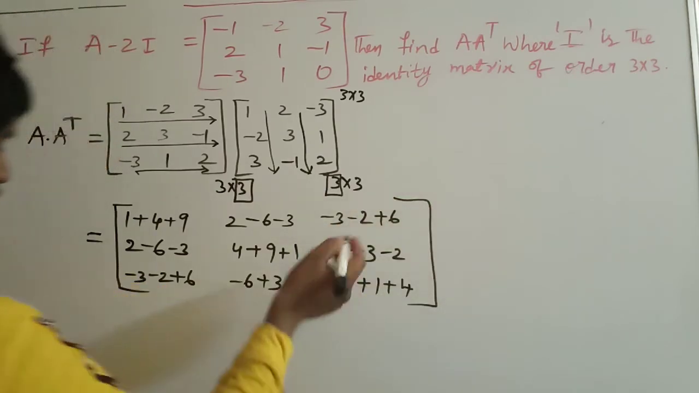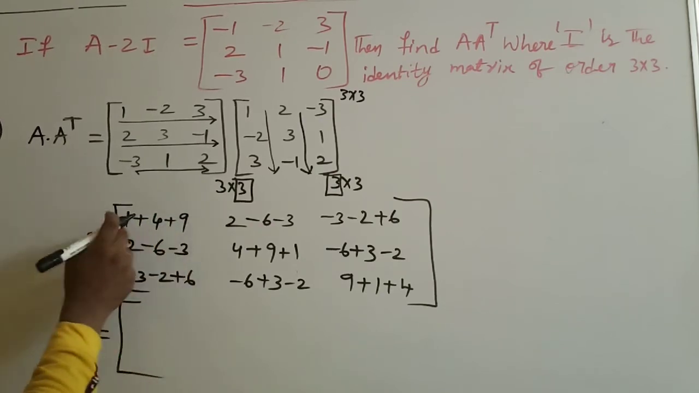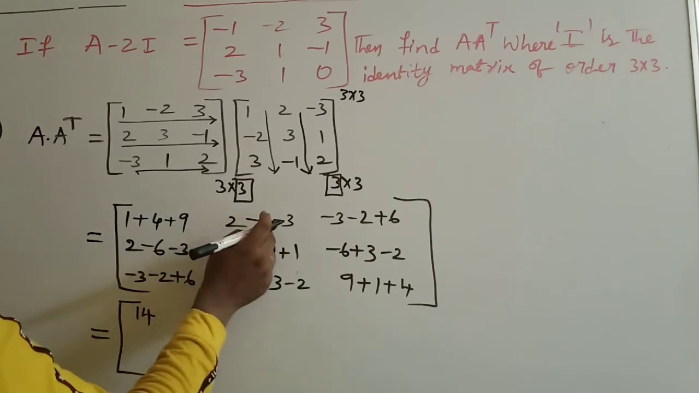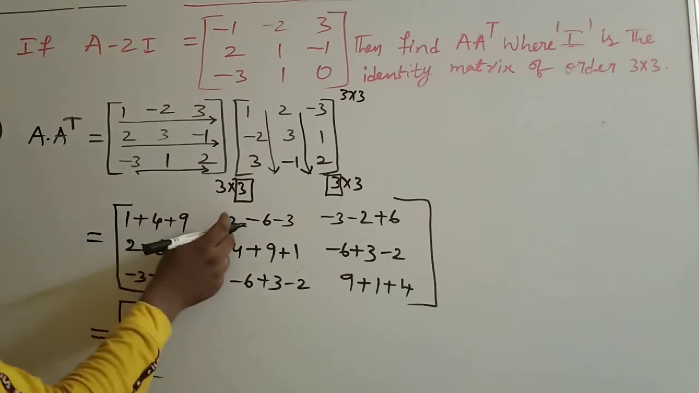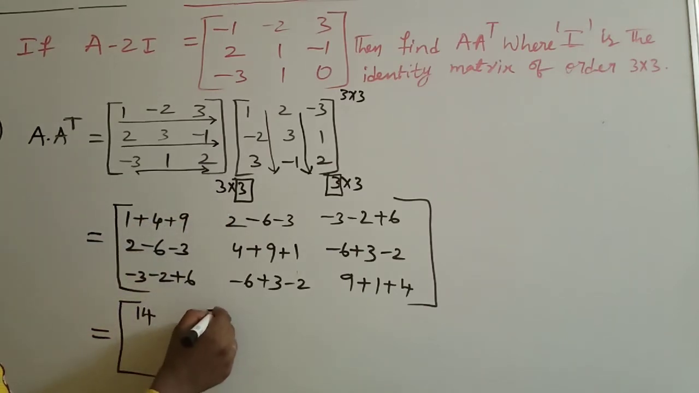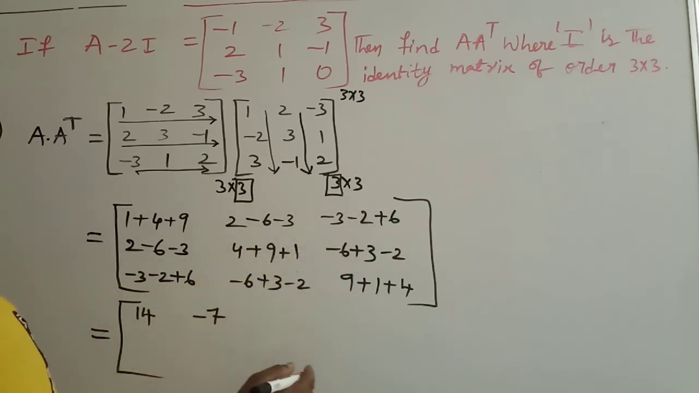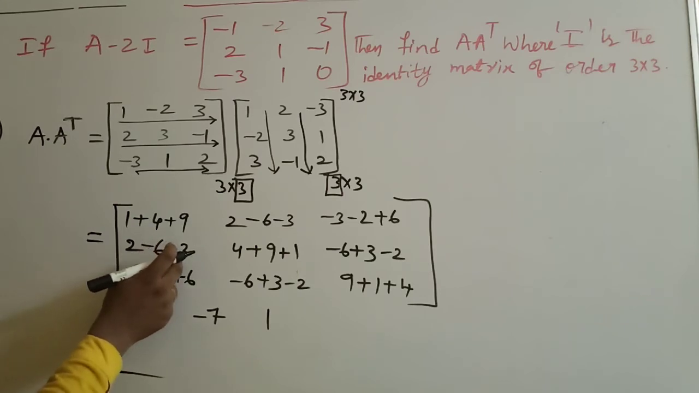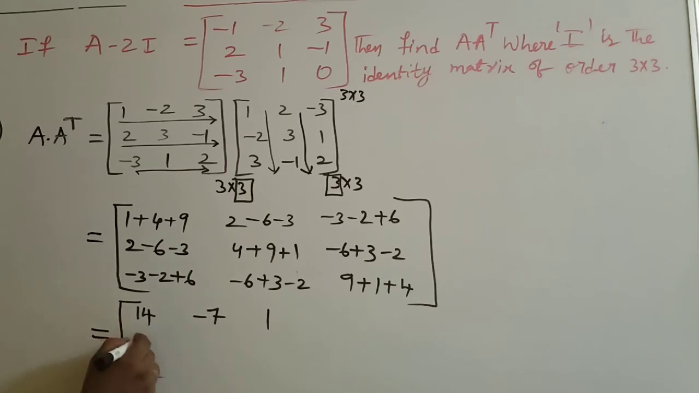So you got all of them, just simplify and get your answer here itself. So what are you going to get? 9 plus 1, 10, 10 plus 4, 14. Now minus 3, minus 6, minus 3 is nothing but minus 9. Minus 9 plus 2 is nothing but minus 7. Now 6 minus 3 is nothing but 3. 3 minus 2 is nothing but 1. Next, 2 minus 6 minus 3 is minus 9. So minus 9 plus 2 is nothing but minus 7 again.